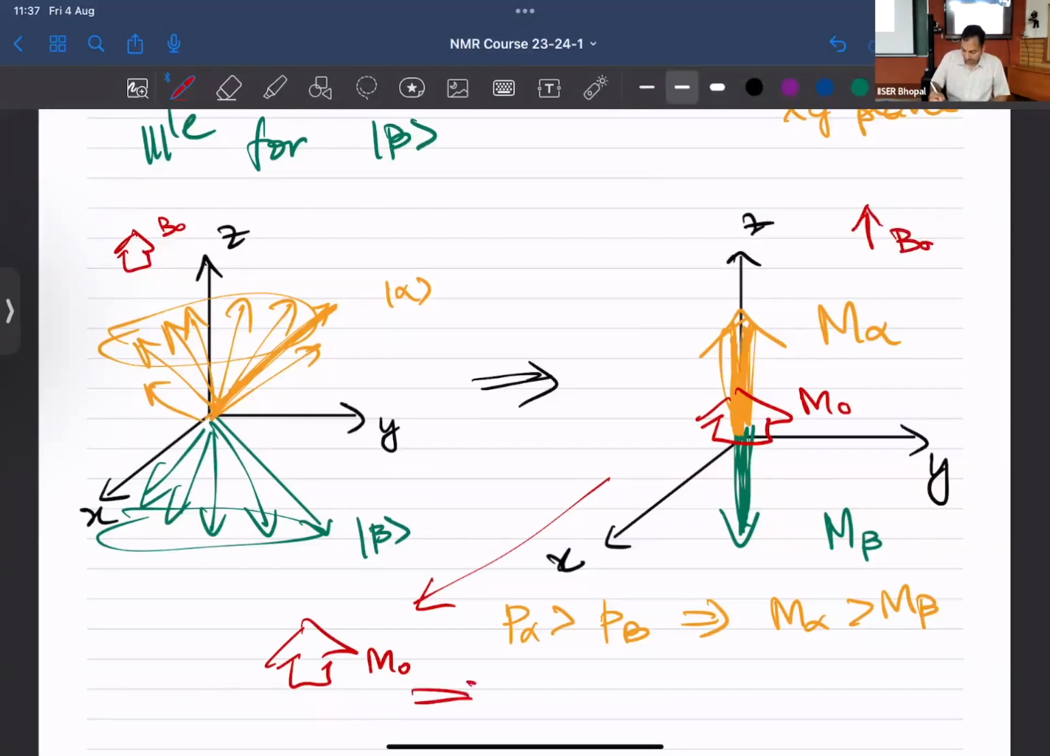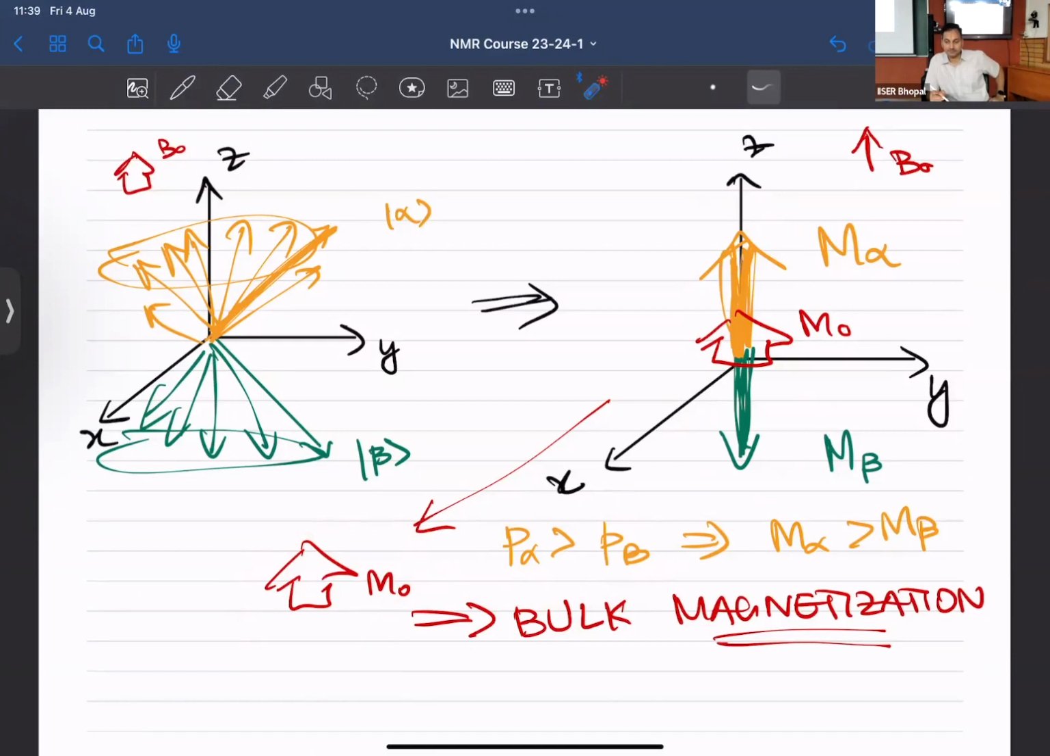This is called the bulk magnetization. So therefore, we have a net magnetization that is a vector sum of M alpha and M beta. Since they are pointing in opposite directions, they will destructively interfere, where the difference is proportional to the differences in populations that exist. This is a very, very important cornerstone of us understanding how NMR can be defined classically.